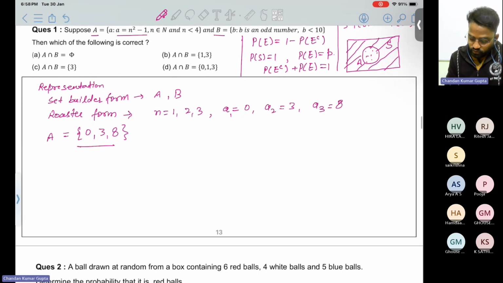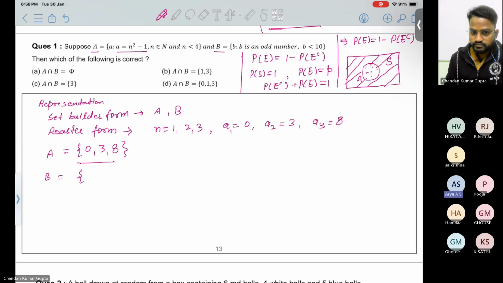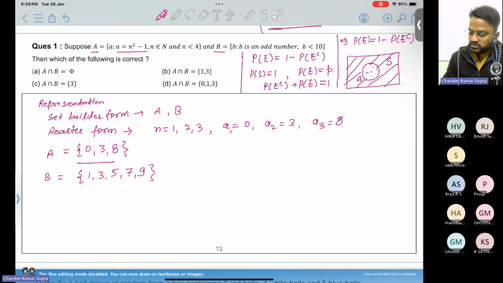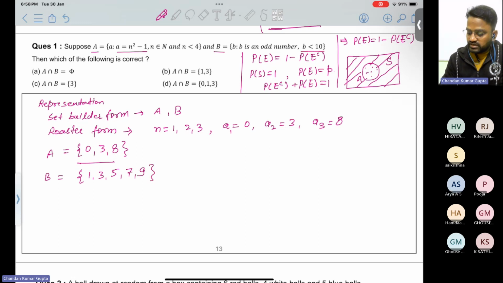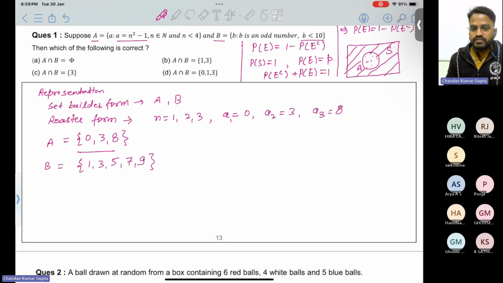Now, set B can also be written in roster form as? Set B is equal to 1, 3, 5, 7, and 9. Because this is strictly less than 10, any odd number less than 10, and n is a natural number, so from 1 we start: 1, 3, 5, 7, and 9. So we now have A and B.